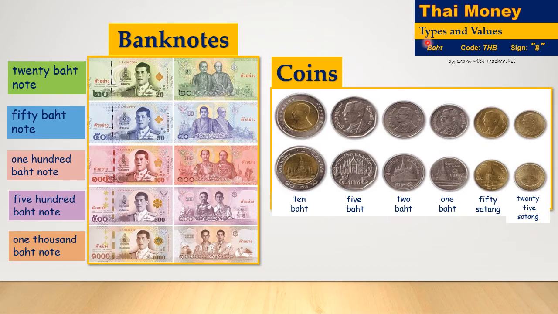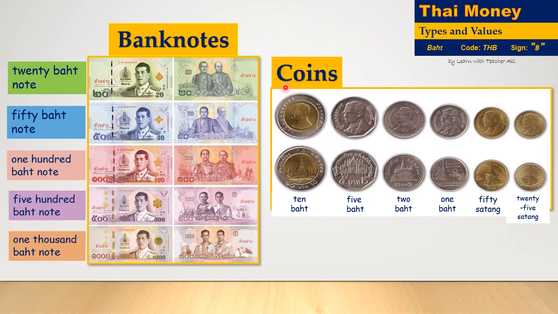We are going to learn the types and values of money and how to read and write money in words and in symbols. We have two types of money. We have banknotes. Say it with me: banknotes. It is also called bills or notes. A banknote is a piece of paper money.